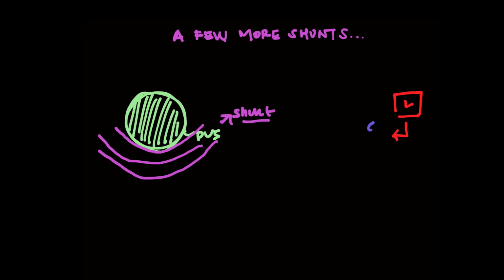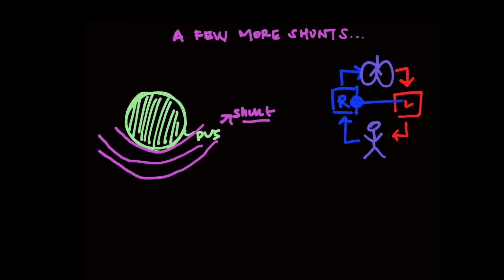So remember, left heart sends blood to the body, body takes oxygen out, deoxygenated blood returns to right heart. Right heart goes and gives that blood to the lungs, which give the blood oxygen and return it to the left heart. If someone has a hole in their heart, where the right side of the heart is connected to the left side of the heart, this is another type of shunt.